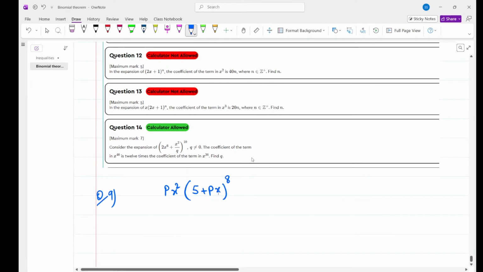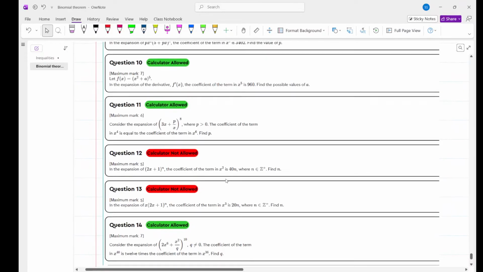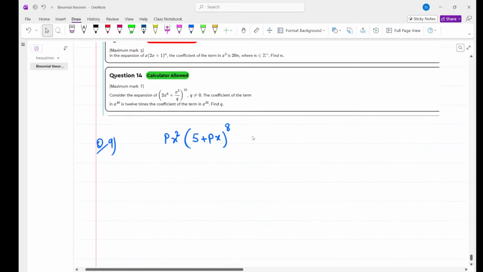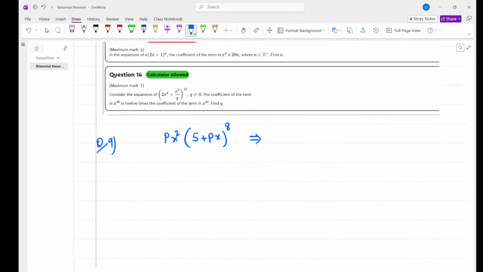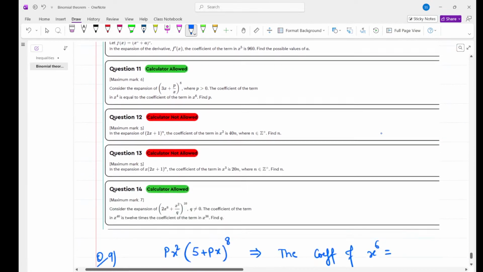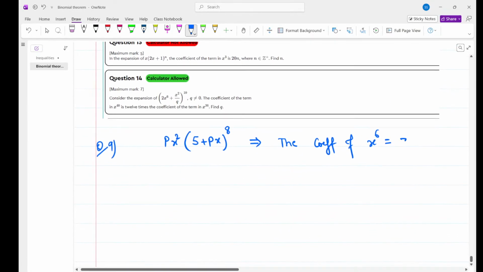The question is saying that in the expansion of this, the coefficient of the term x raised to power 6 is 3402. And then we have to find the value of p. This is the summary of your question.